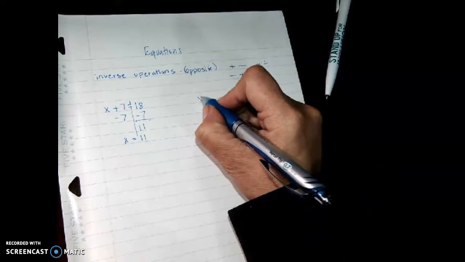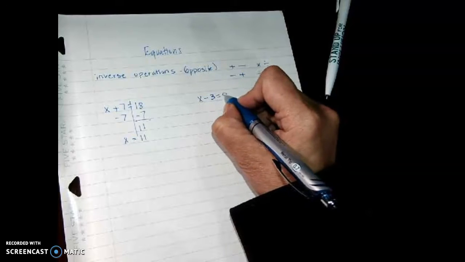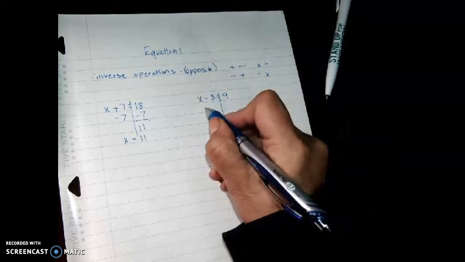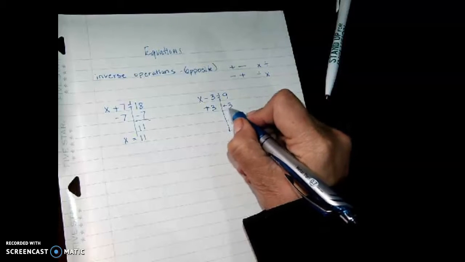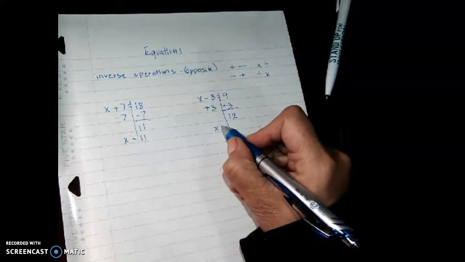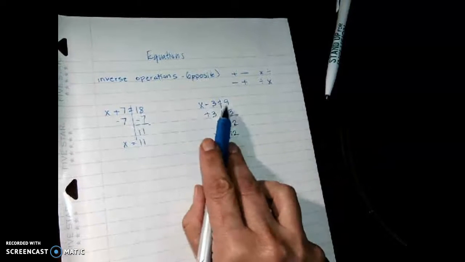If I have x minus 3 equals 9, the opposite of minus 3 is plus 3. And what I do to one side, I do to the other. X equals 12. And I can check that by going 12 minus 3 equals 9.